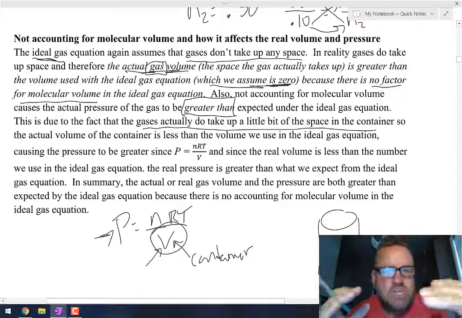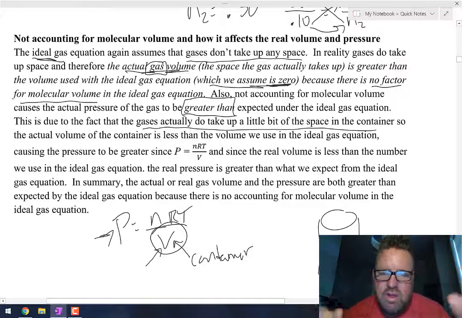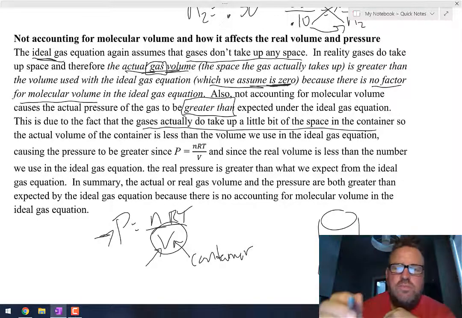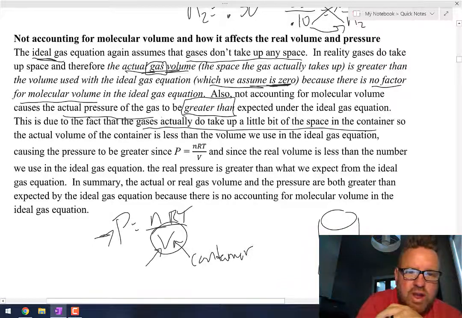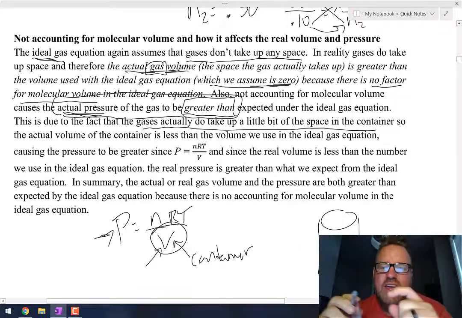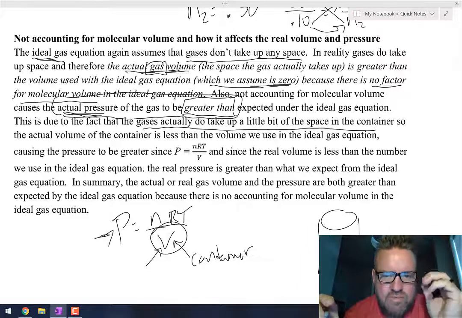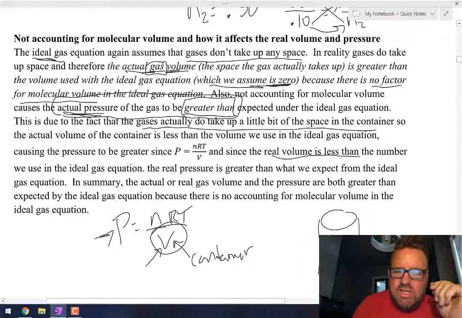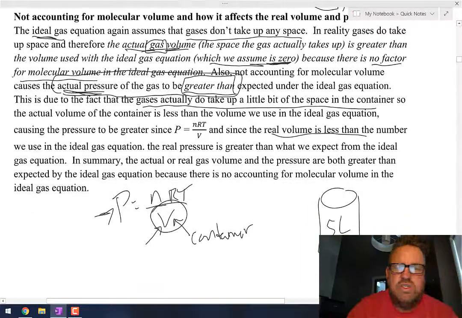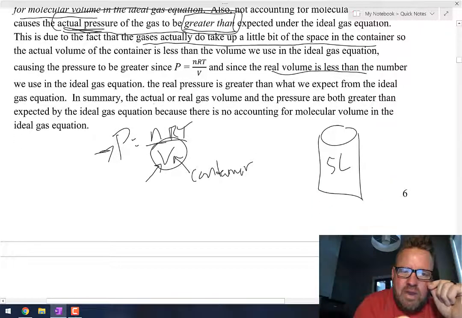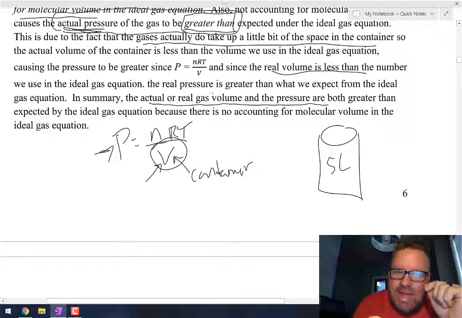So since the actual volume, not the ideal volume, the actual volume is a little bit smaller than whatever number we're using, again, the actual pressure of the gas, so that's kind of saying the real pressure of the gas is greater than what you would expect it to be under the ideal gas equation. Okay? The real volume is less than the number we use in the ideal gas equation, so the real pressure is greater.